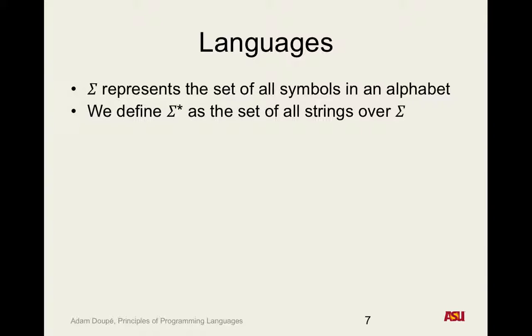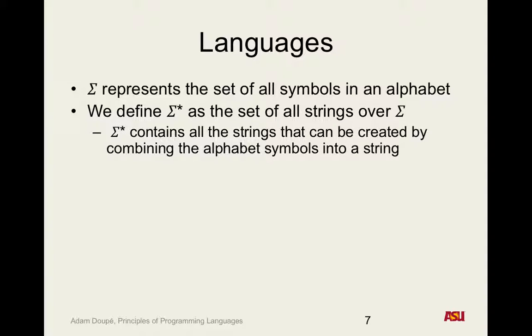So we're going to define sigma star as the set of all possible strings that can be constructed from our alphabet. Sigma star is a set, and it has all the strings that can ever be created by combining any of the symbols in our alphabet into a string with no length restrictions. Does that make sense?